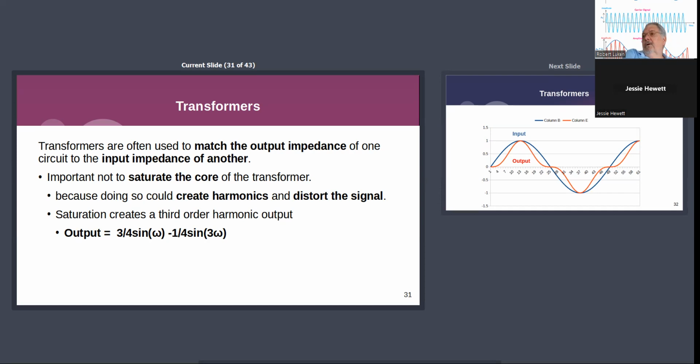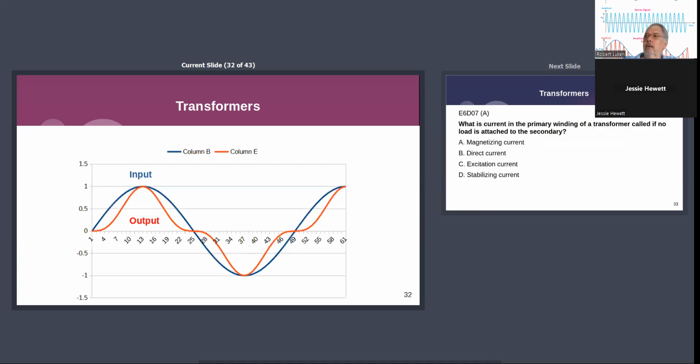And according to my research, when you start saturation, the output becomes 3/4 of the primary signal minus 1/4 of the third harmonic of it. And when you add those together, you get a waveform kind of like that.